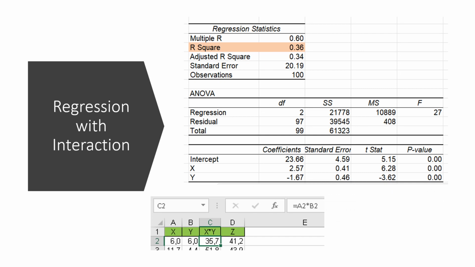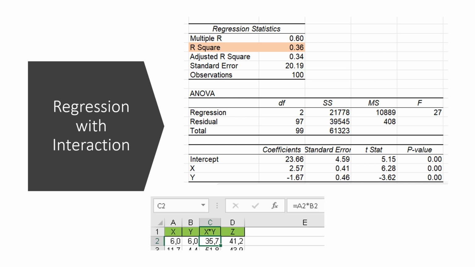In Seed regression interaction, we have data of output Z and input variables X and Y. We will try a linear regression to estimate Z as a function of X and Y. We observe a poor value for R square, 0.36, and we suspect that maybe there is an interaction between inputs X and Y affecting the output Z.